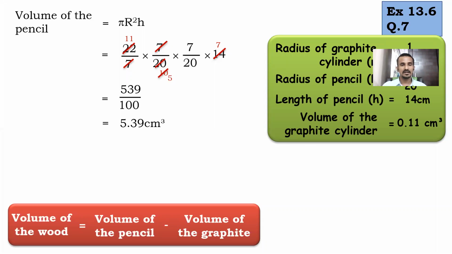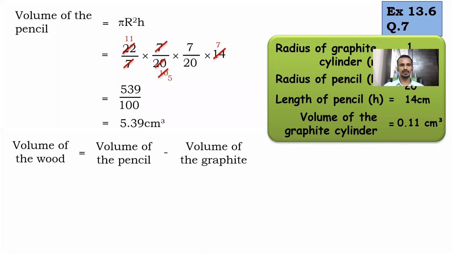Now, if you only want the volume of wood, what you do is you take volume of pencil and you remove the volume of graphite from it. So write down this. Volume of wood is volume of the pencil minus volume of graphite.